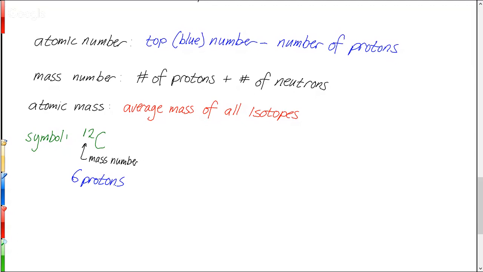Okay. How many neutrons are there? Also 6. How do you know? Right. So the mass number is the protons and the neutrons added together. We know that that's 12. So that tells us that if there's 6 protons and the protons and the neutrons have to add up to 12, then there's got to be 6 neutrons.